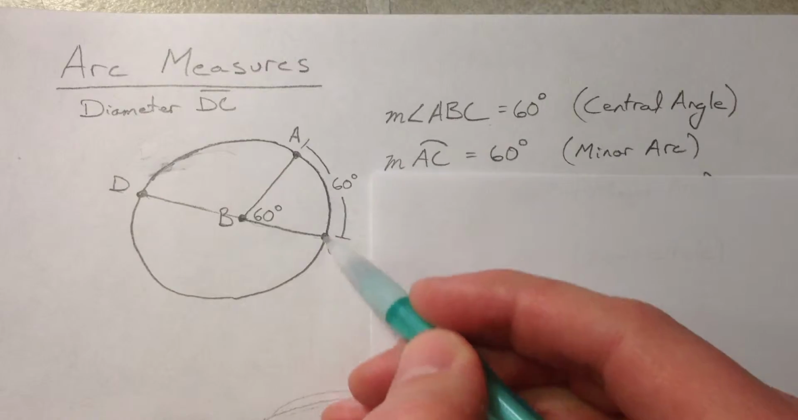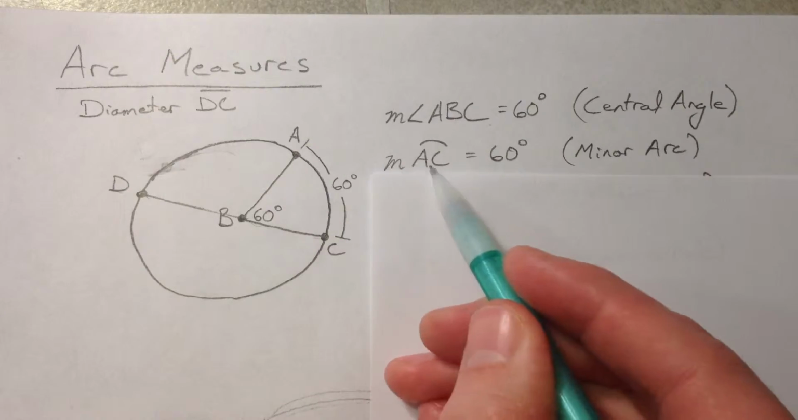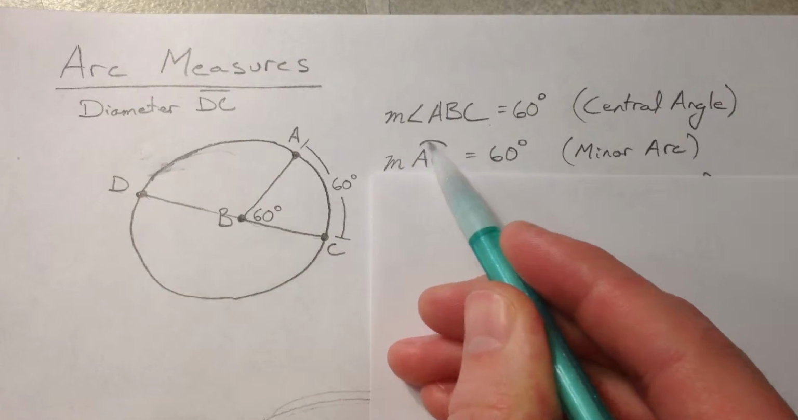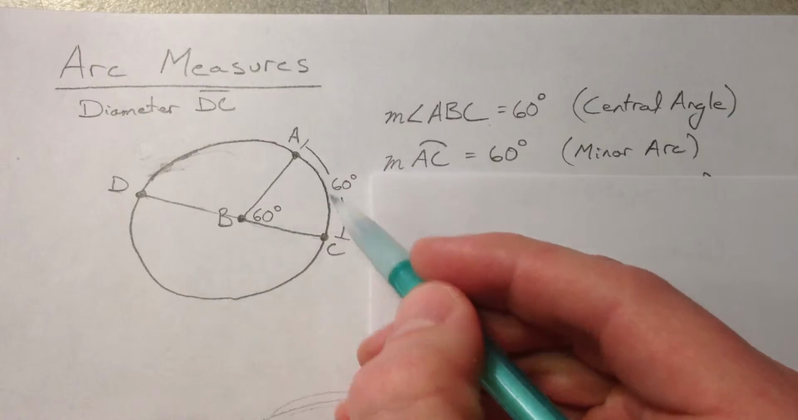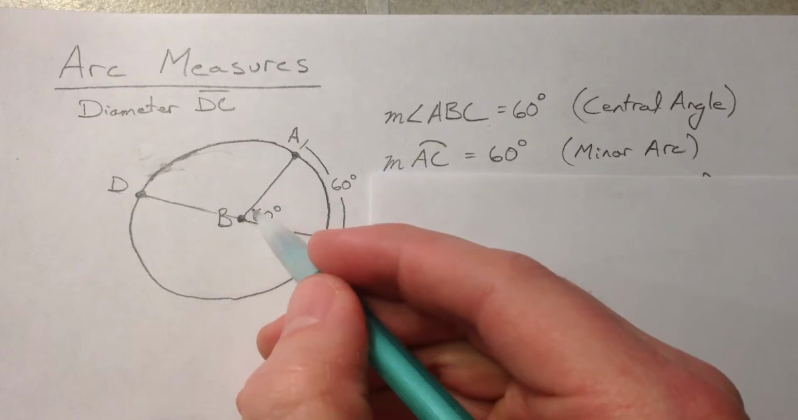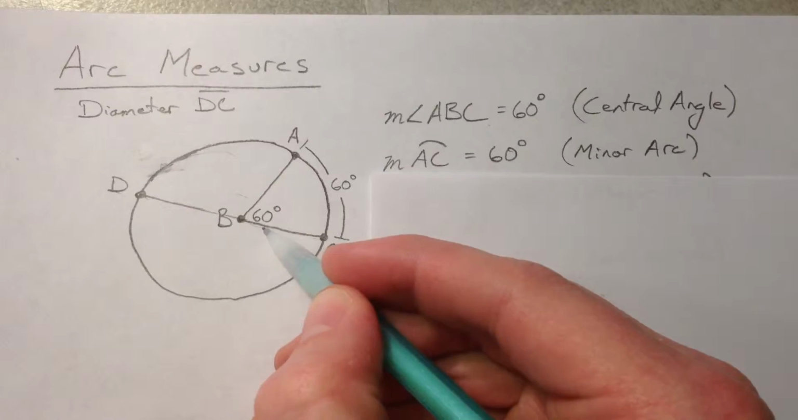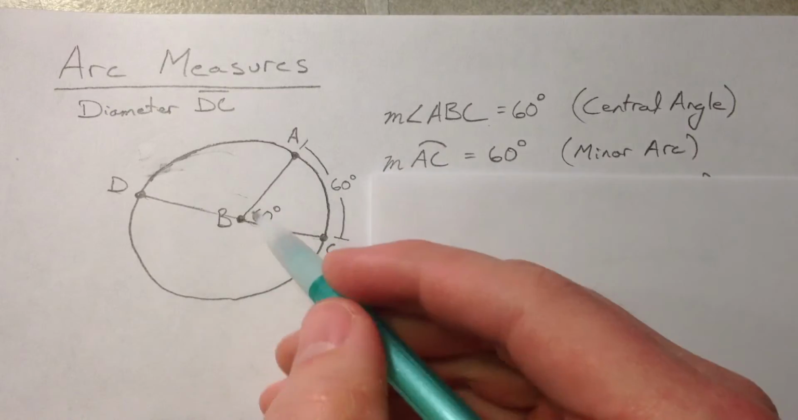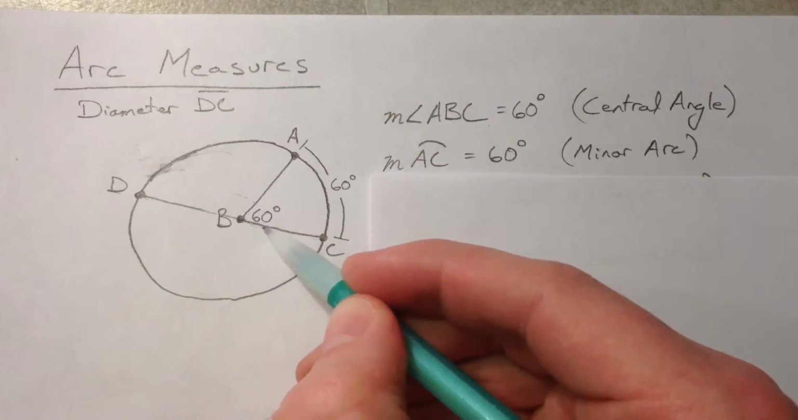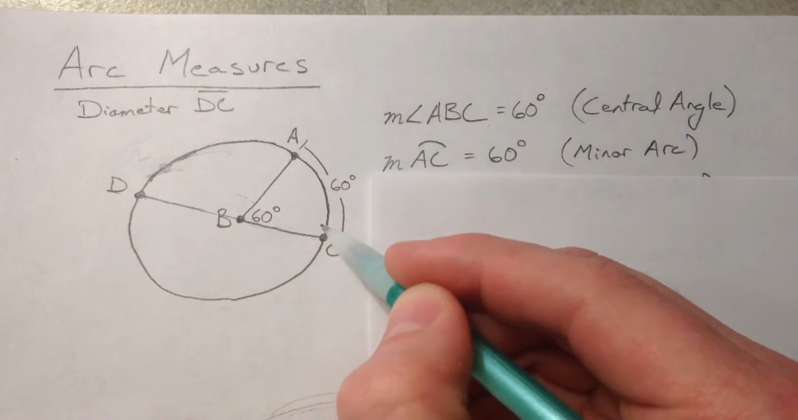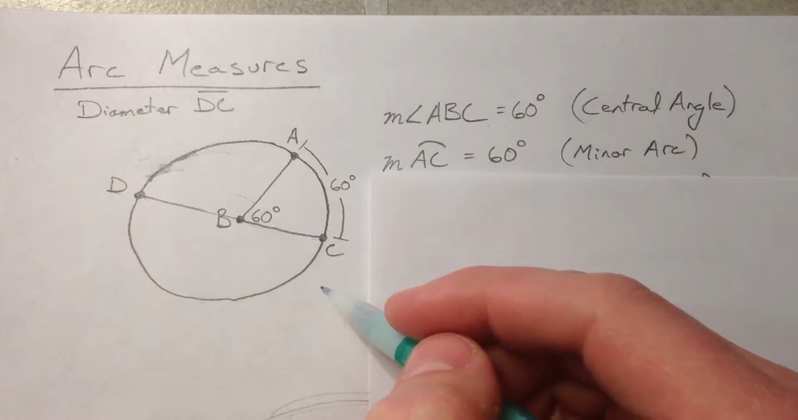The arc here, AC, which I can say measure of AC, and I put the little arc symbol over top of it, also measures 60. Because if you remember, all the way around a circle is 360 degrees. And so whether you go all the way around in the angle or you go all the way around in the circle, you get 360 degrees.